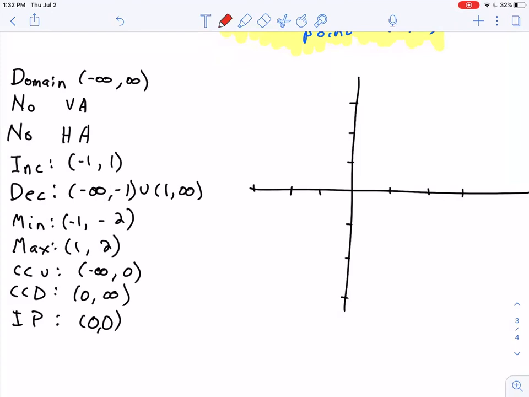If you have any local extrema, I would plot those. So I have a minimum at negative 1 comma negative 2. I've got a minimum right here. I'm going to do two things here. First of all, I'm going to make a note to myself that that's a minimum. Because there's so much going on here, I think it's helpful just to remind myself that that's going to be a minimum.